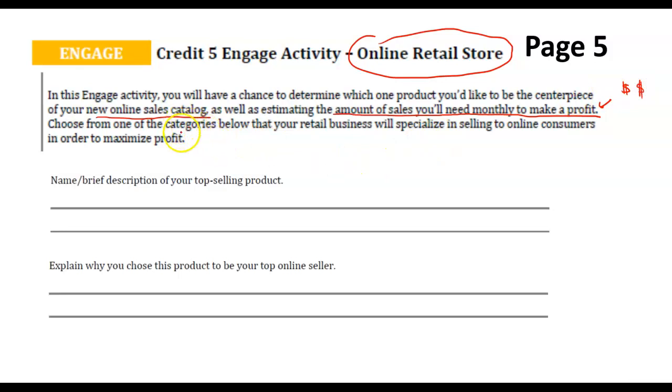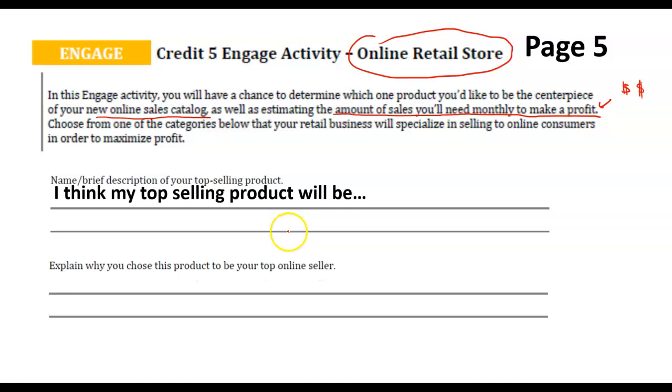All right, so we can choose from a category on your page. There's a bunch of pictures to give you some idea of what you would like to sell. It doesn't matter what you want to sell, just make sure that it is an item that can be sold online. By the way, if you need a sentence starter, I think my top selling product will be... Feel free to use that as your sentence starter to know what will be your top selling product.